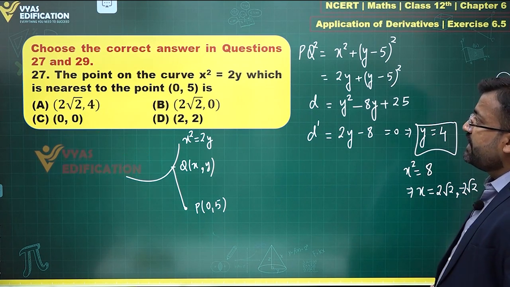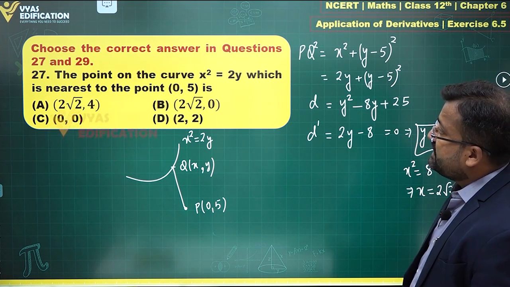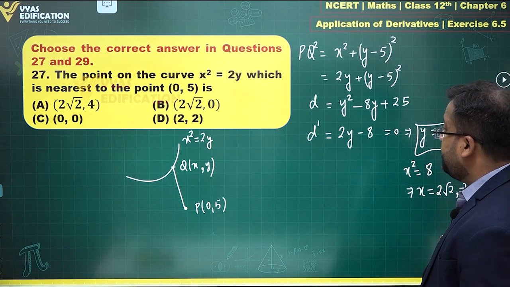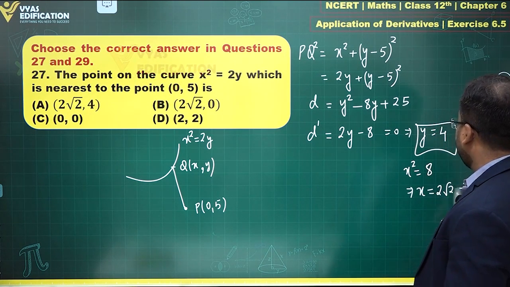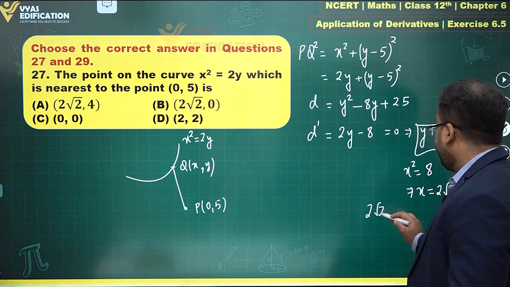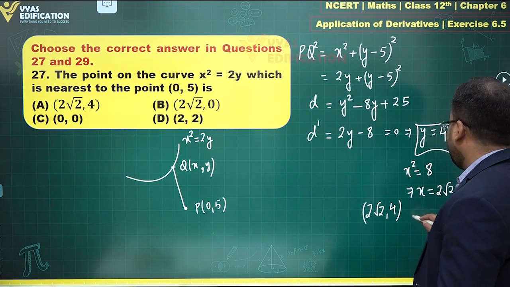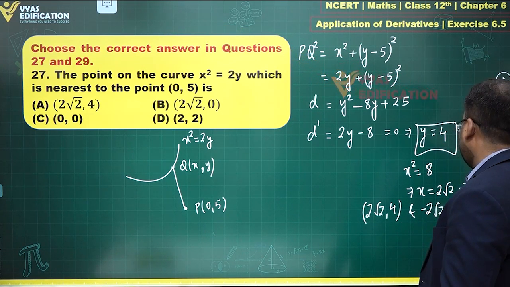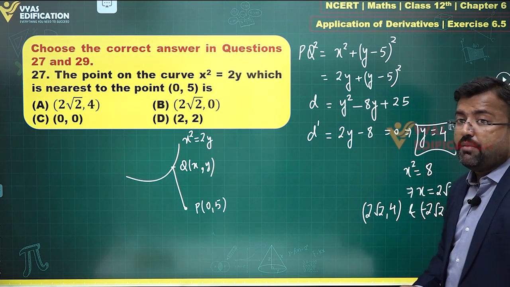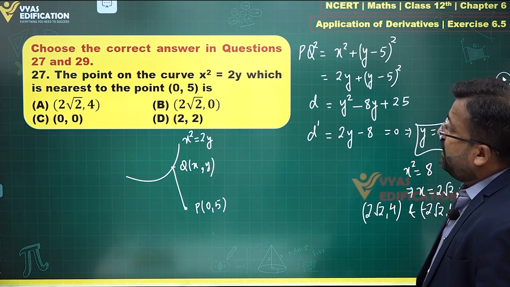This is what you have. The point on the curve which is nearest to the point (0, 5) will be which? Okay, this is one point, this is another point. So (2 root 2, 4) is one of the points, and (minus 2 root 2, 4) is the other. Which of these will have minimum distance? Can you please identify that?